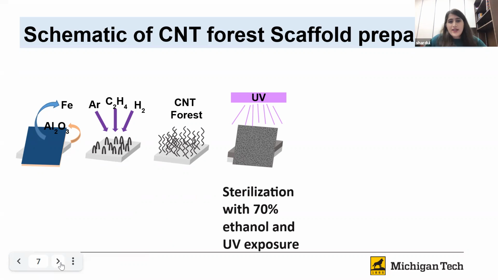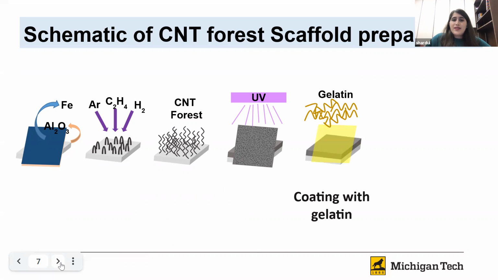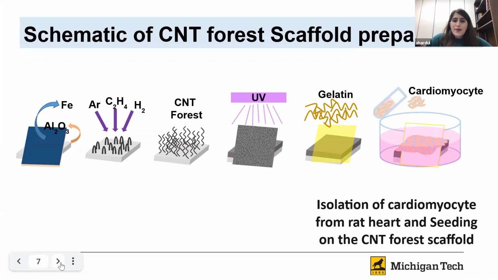After preparing the CNT forest, it was sterilized with 70% ethanol and under UV exposure overnight. The CNT forest was coated with 1% gelatin to enhance the adhesion of the cells on the surface of the scaffold. After preparing the scaffold, the isolated cardiomyocytes, which we extracted from neonatal rats 1 to 3 days old, were seeded on the CNT forest.